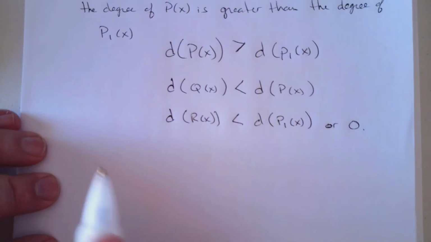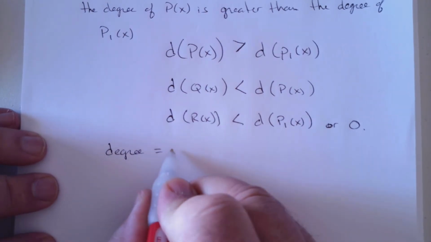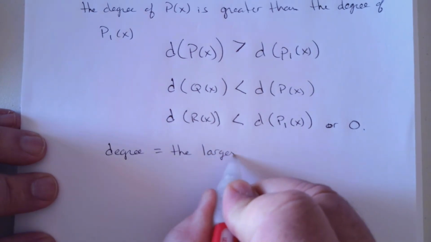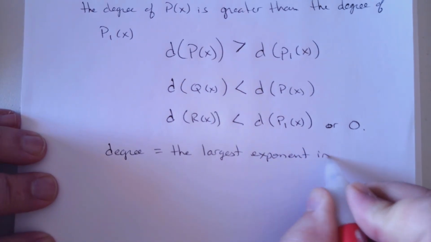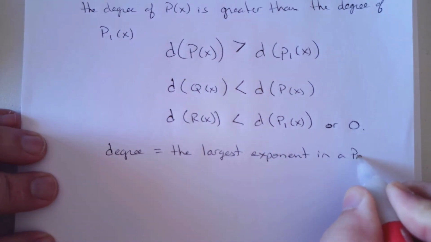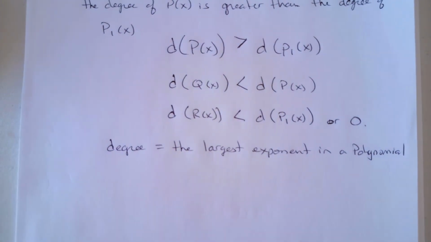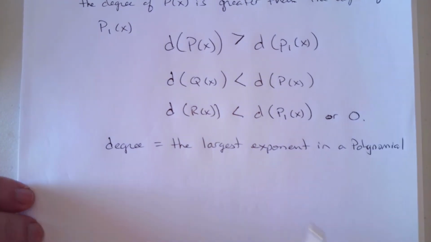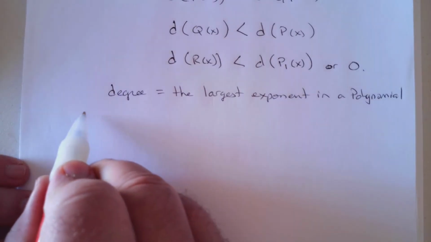Okay, now remember, degree equals the largest exponent in a polynomial. All right, so that's very, very important. So let's look at an example here. Let's look at long division.